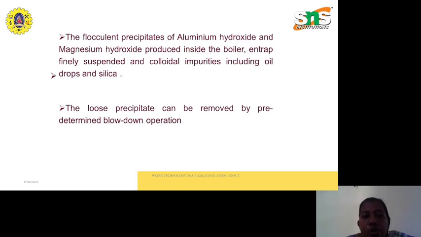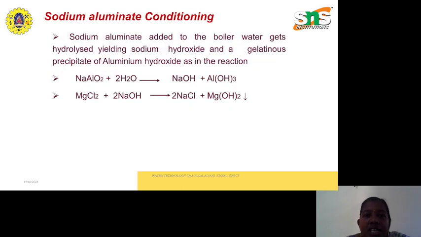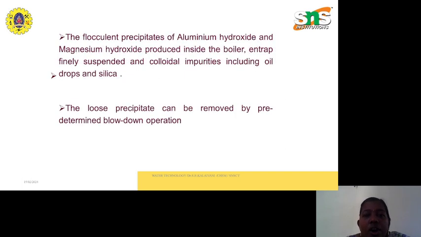finely suspended and colloidal impurities, including all traces of silica. Oily particles and silica particles are also removed with the help of the sodium aluminate conditioning method. In maximum of the hard water, it contains large number of the silica particles as well as oily particles. These silica and oily particles are deposited on the inner walls of the boiler, it automatically creates a lot of problems. So, removal of the oily particles and silica particles is done with the help of the kerosene, agar-agar, gelatin.